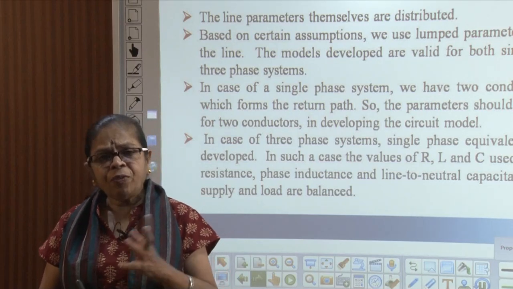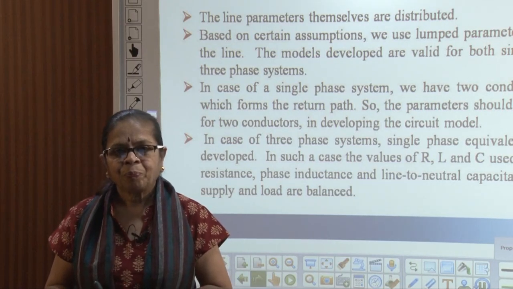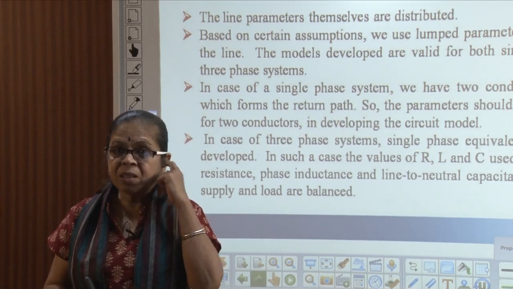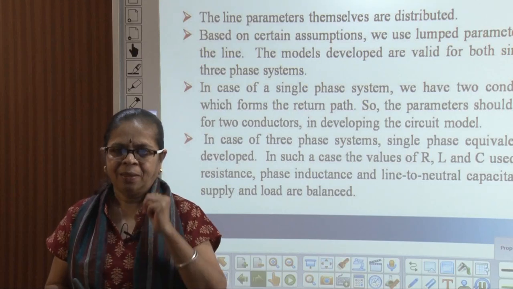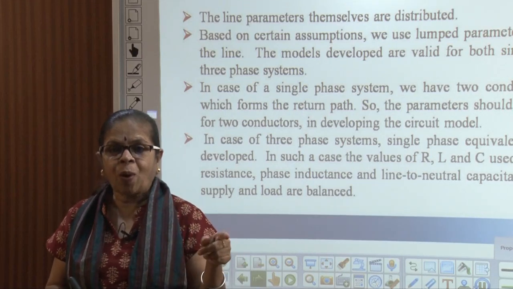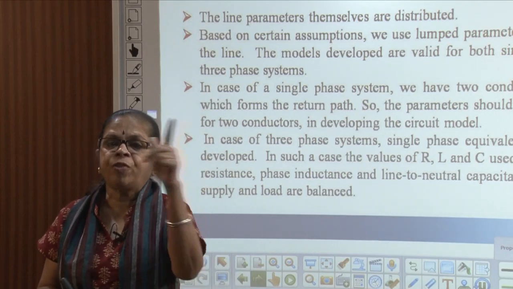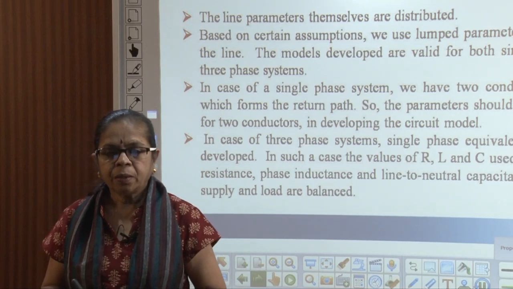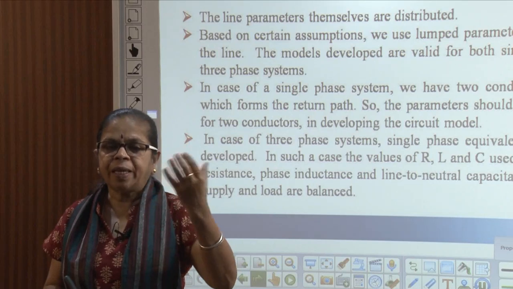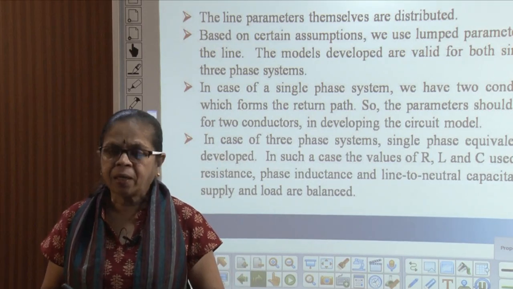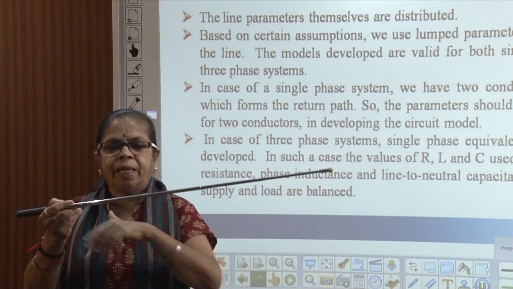Now in case of three phase systems, what happens? A three phase system, remember, is not three single phases, no. I have three lines. And one phase always provides a return path for the other two phases, right? And if there is any difference in the current, if it's not balanced, then there will be some current through the neutral wire. But then in the line, I have only three lines.